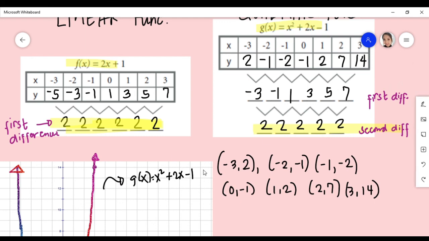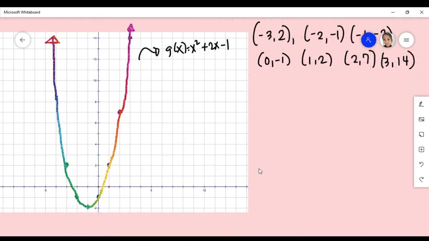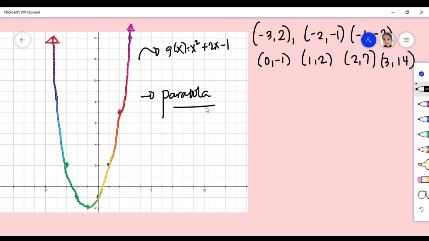So what do we call this graph? Obviously that's not a line, but this is what we call the parabola. So the graph of the quadratic function is a parabola. So if the graph looks like this, it's obviously a quadratic function.